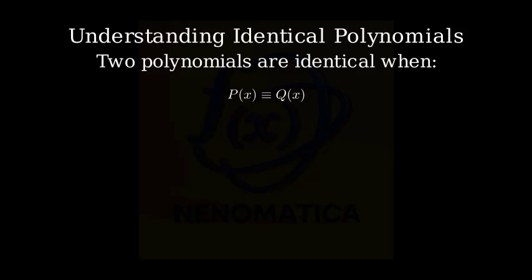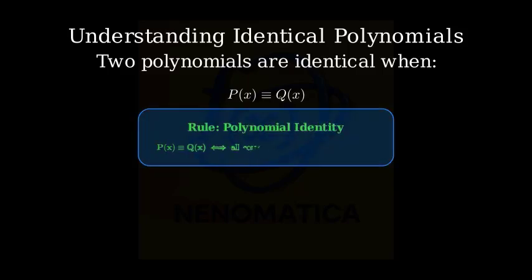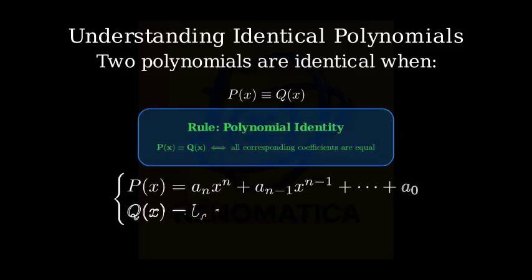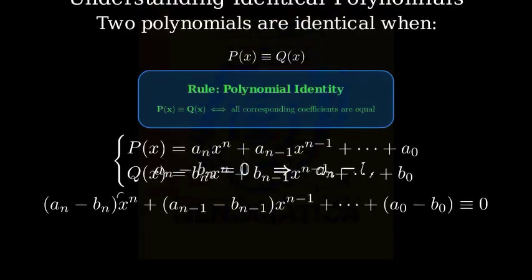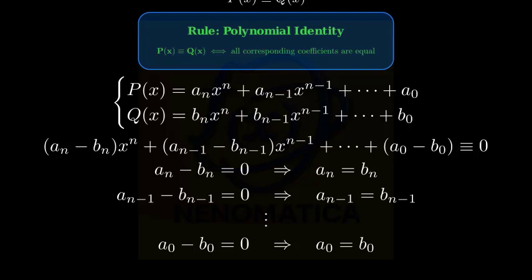Let's represent two general polynomials p of x and q of x of degree n. If these polynomials are identical, their coefficients must match term by term. For this equation to be identically 0, each coefficient must be 0. This gives us a system of equations where a sub n equals b sub n, a sub n minus 1 equals b sub n minus 1, and so on down to a sub 0 equals b sub 0. Now, let's look at our first example.